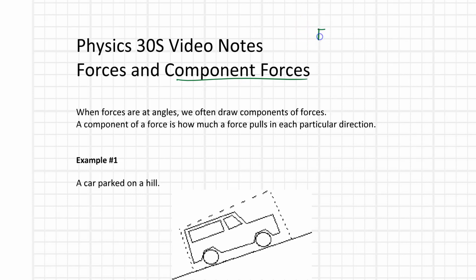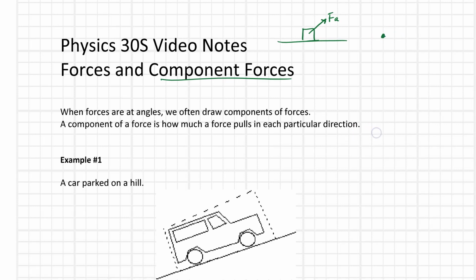Just as a quick example, let's say we've got a typical crate on the ground and we're pulling it, so that might be an applied force at an angle. When we draw the force diagram, I'm just going to look at only FA, even though there are probably other forces acting. This force would be at this angle here, and I've been having you draw X and Y coordinates. We can say, hey, that force is pulling to the right some amount. So here's the amount that is pulling to the right, and I'll put an arrow.